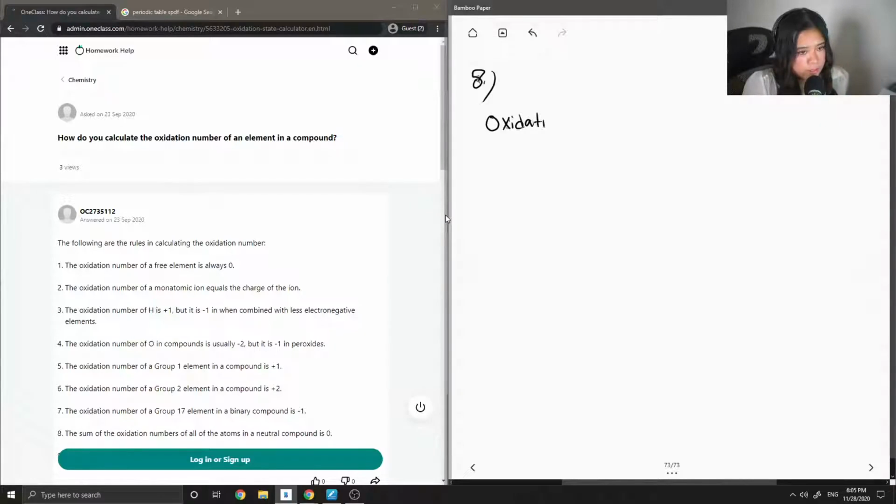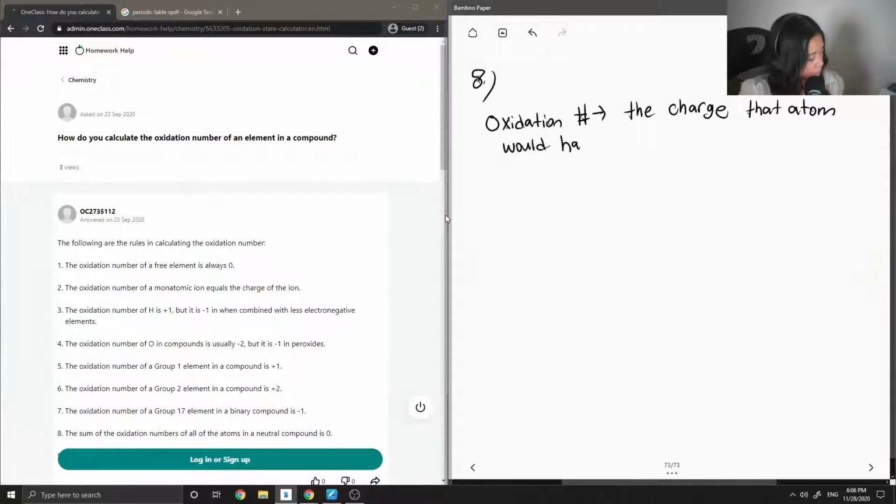So first let's write down the definition of an oxidation number. The oxidation number is the charge that that atom would have if the compound was composed of ions. So ion just means an atom with a charge.